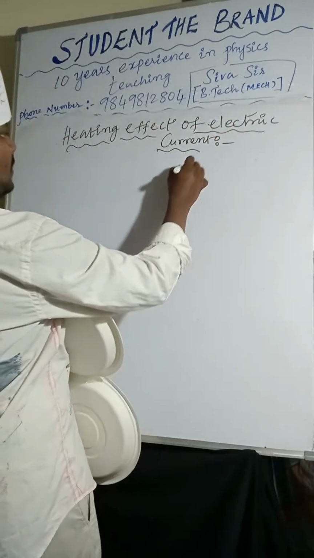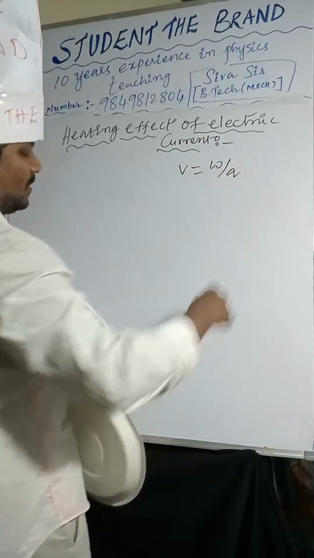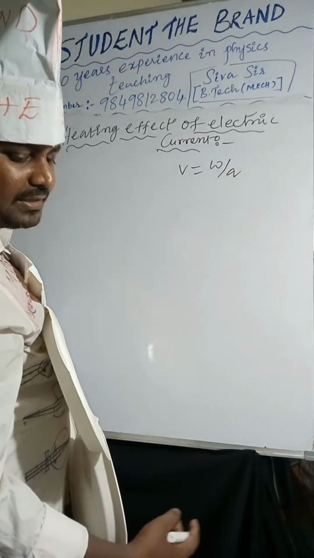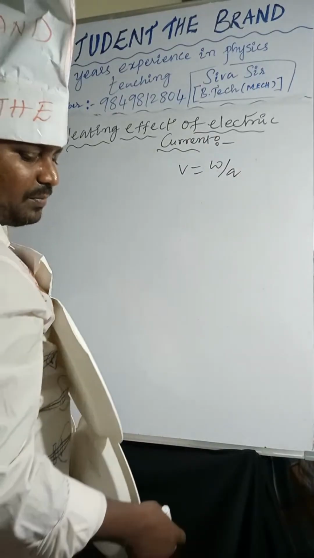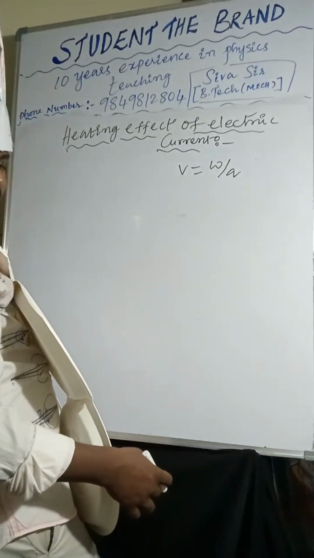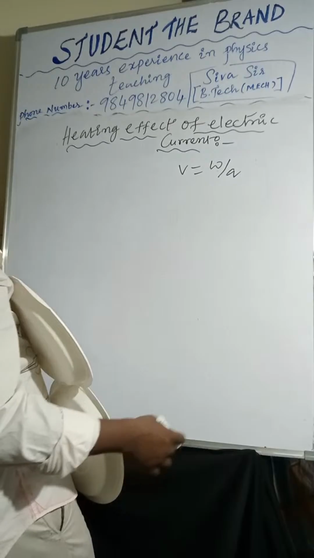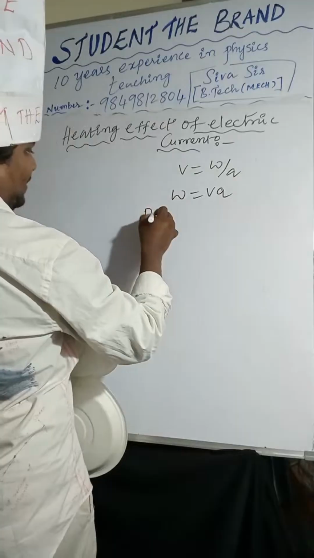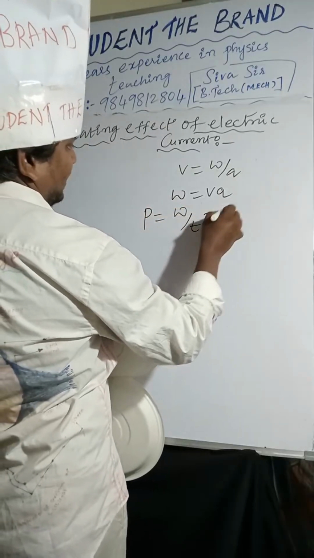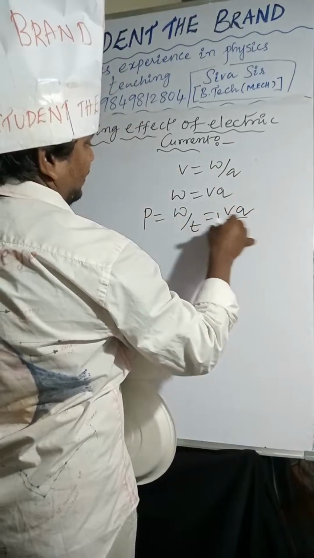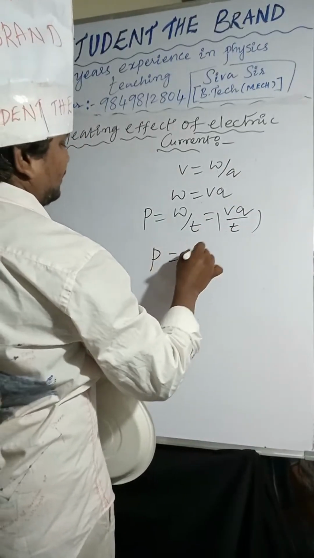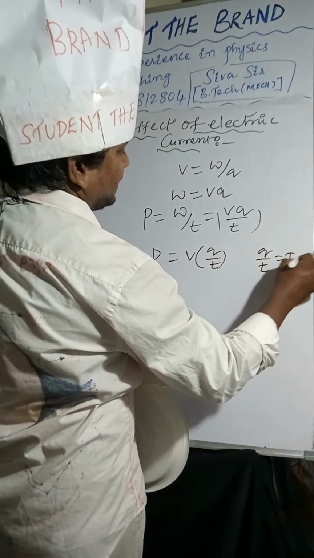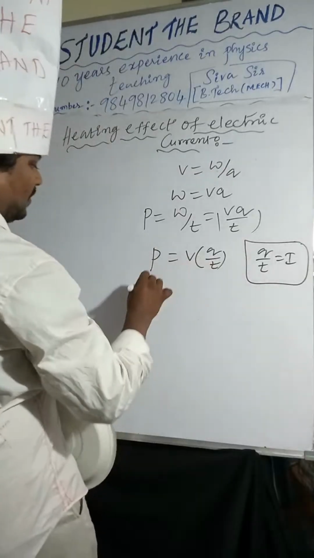So V equal to W by Q. Potential difference is equal to W by Q. W equal to V into Q. So electrical power is nothing but rate of doing work. So that is nothing but VQ by T. Now you are considering P equal to V into Q by T. So Q by T is I, current. And P equal to VI.